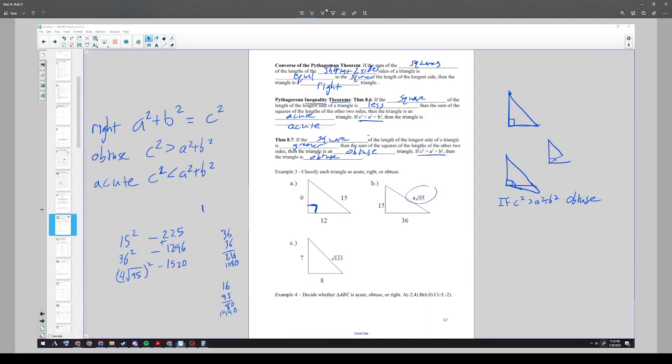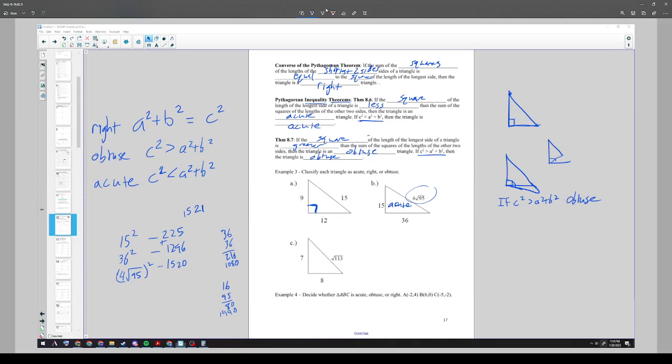So that's a 1, carry a 1, we get a 2, and carry another 1, we get a 5, 15, 21. So the sum of those is too big, barely, just barely. So c squared is a little bit too small, meaning this is acute. C squared needs to be one more for it to be a right triangle.